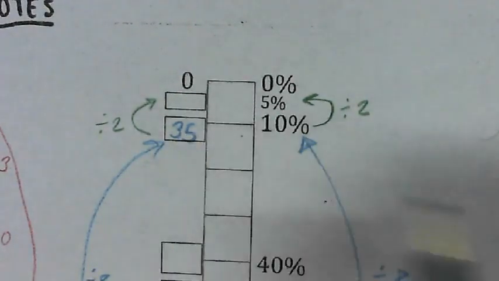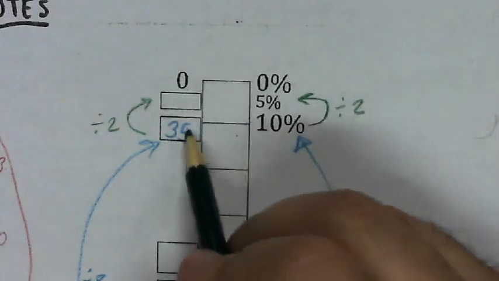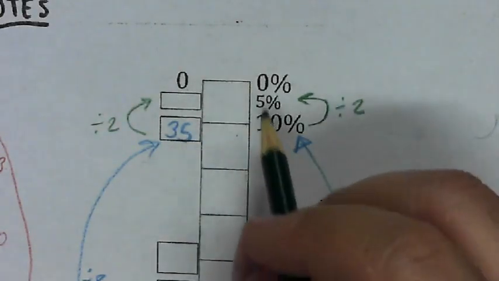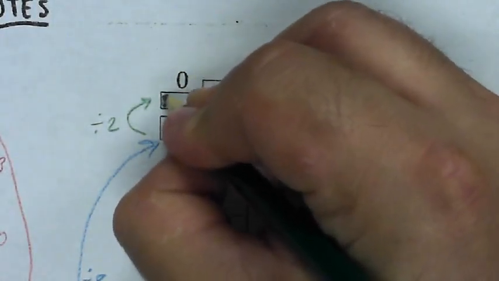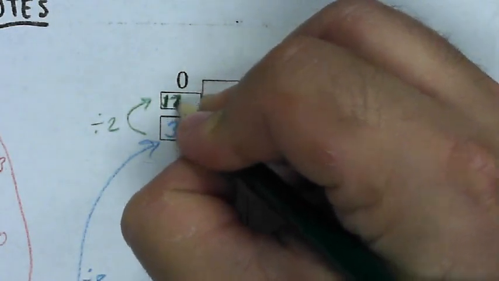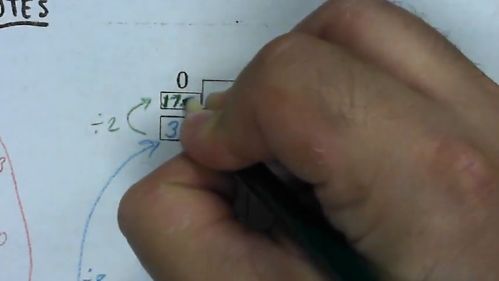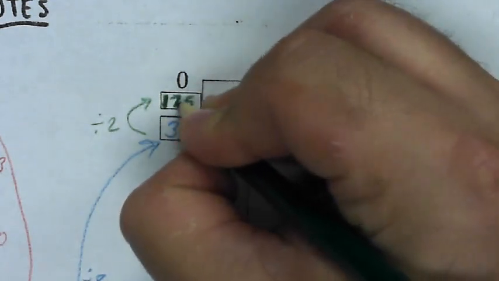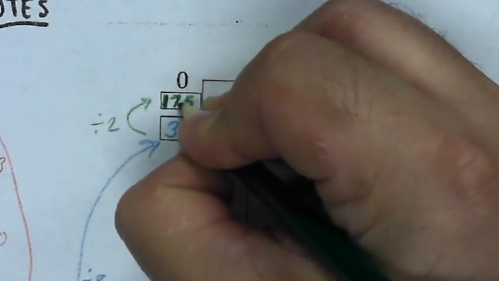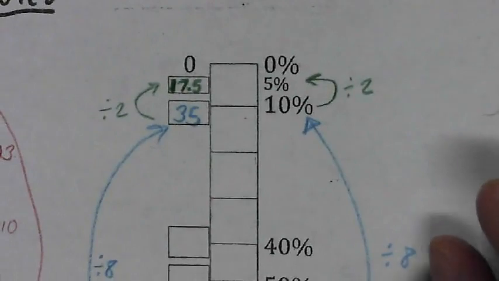I know half of 30 is 15, right? So then half of 5 is $2.50. So it's going to be 15 plus $2.50, which is going to give us $17.50. But since we're not talking specifically about money, it can just be 17.5. Okay, so that's half of it.